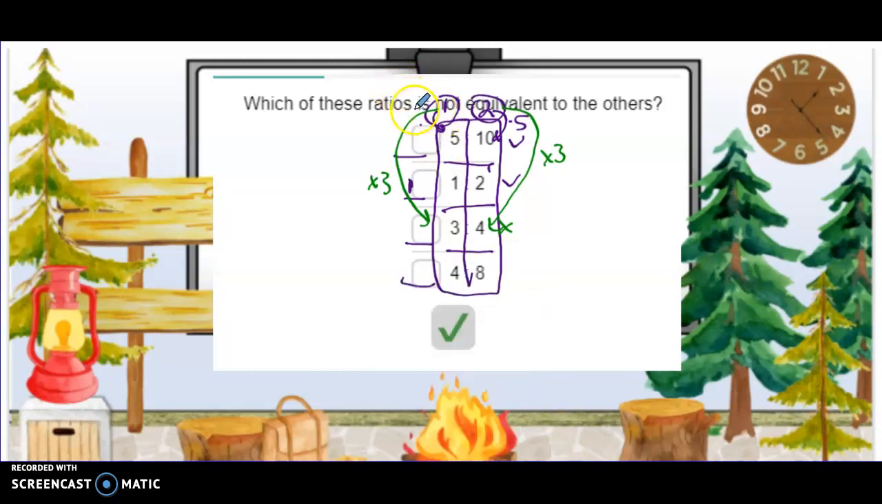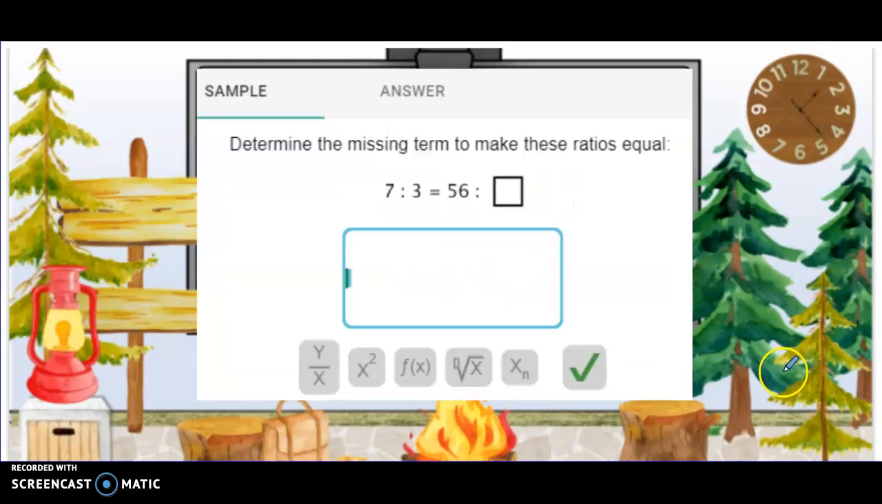We have 1 times 4 is 4. Does 2 times 4 equal 8? Yes, it does. So I kind of drew all over the answer key. So you would put an X in this box because this ratio of 3 to 4 is not equivalent to any of the other 3 ratios. That's my hint for those types of questions.